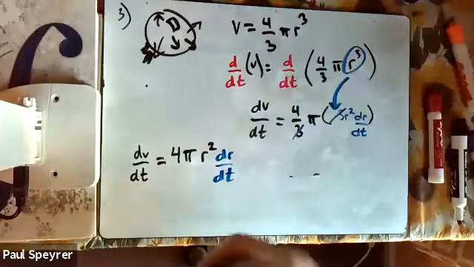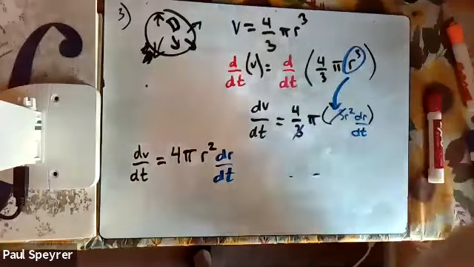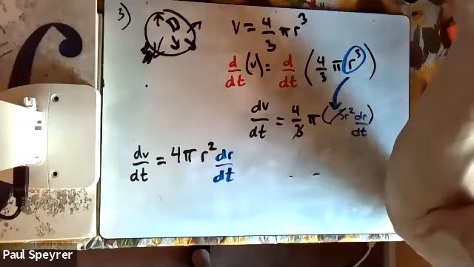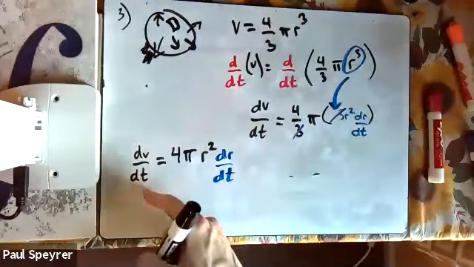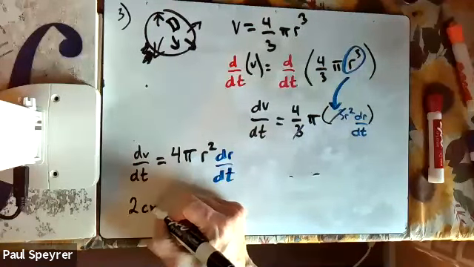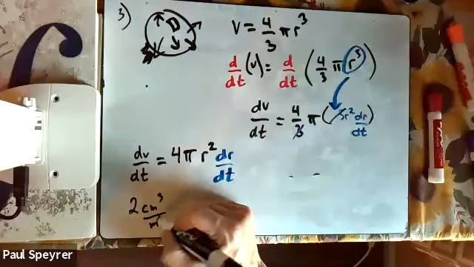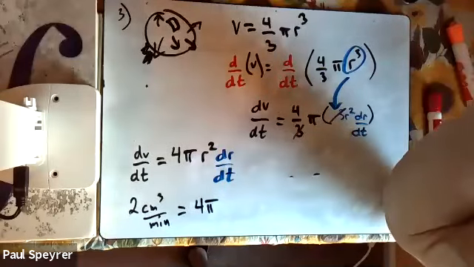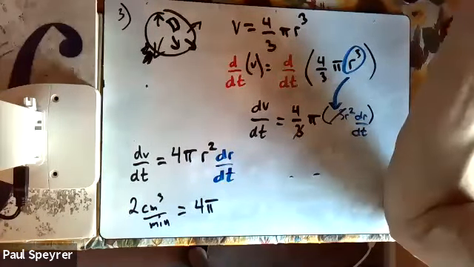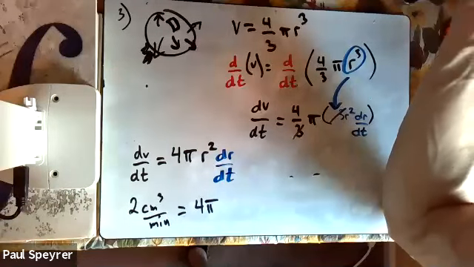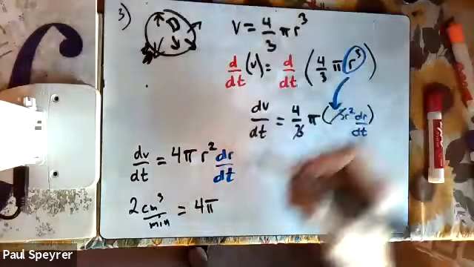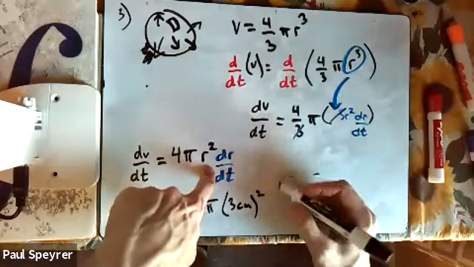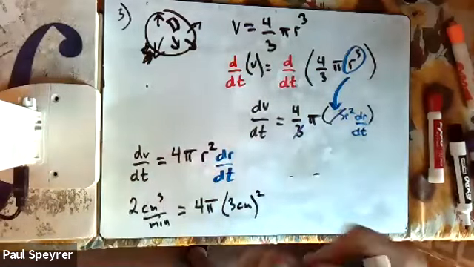And now we just need to plug in what we know and what we don't know. What did we know? Well, remember, it said the balloon is inflated so that its volume is increasing at a rate of 2 cubic centimeters per minute. That was dV/dt. So we have 2 cubic centimeters per minute is equal to 4 pi. And then do we have the r? We do, right? Because the rest of the problem was asking how fast is the radius of the balloon increasing when the radius is 3 centimeters. So this is 3 centimeters squared. And remember, dr/dt was a question mark right here. That's what we were looking for.